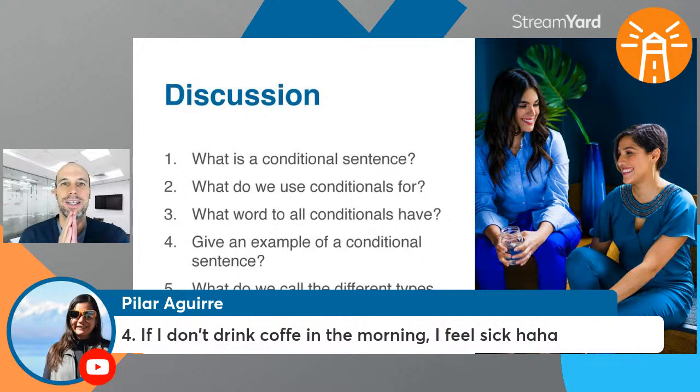All right, Pilar. So if I don't drink coffee in the morning, I feel sick. That is a great example. And everything in your sentence is perfect except for one spelling mistake. Can anybody help Pilar with her spelling? If I don't drink coffee in the morning, I feel sick. Me too. I totally get that, Pilar. I'm addicted to coffee, especially delicious Colombian coffee. If I don't have coffee, I feel sick too.